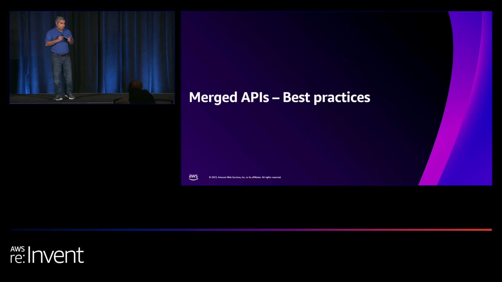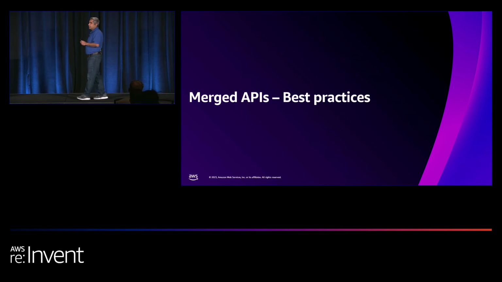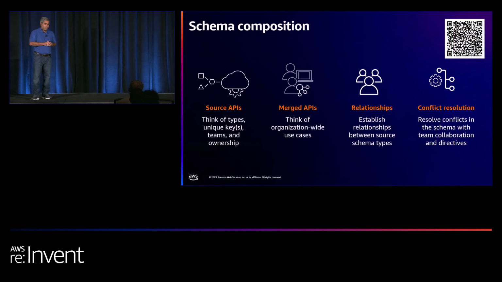Now that we talked about how AppSync merged APIs can solve federated cross-team API development and how it uses a build-time approach, let's talk about some best practices for merged API deployment and development. The first thing is schema design. Whether you have a single unified API that you want to split across multiple APIs, or you already have source APIs in AppSync that you want to combine together into a single unified merged API, schema design is really important.